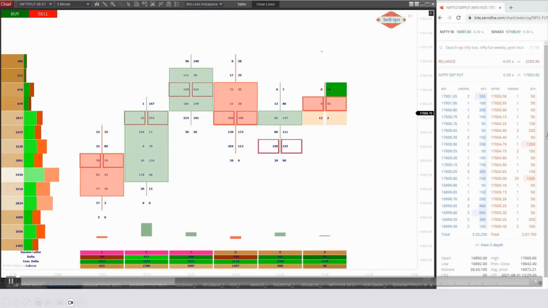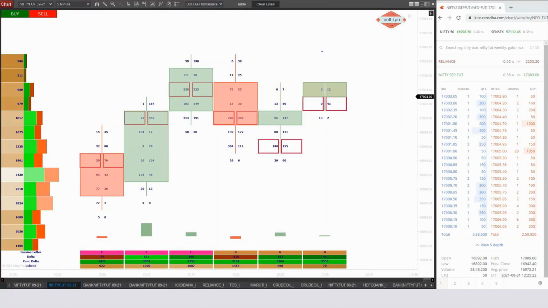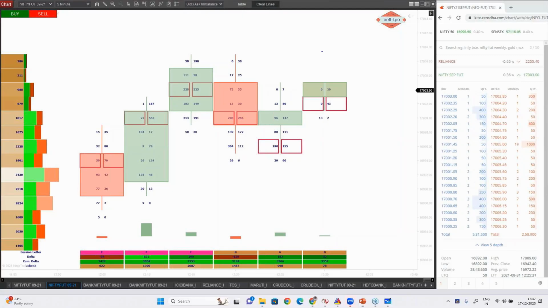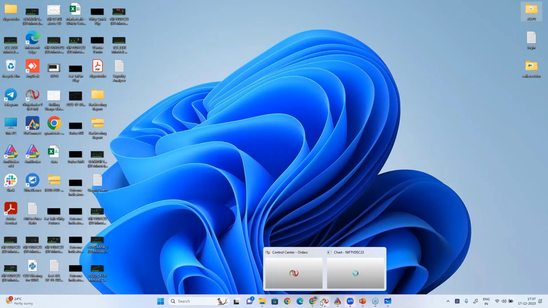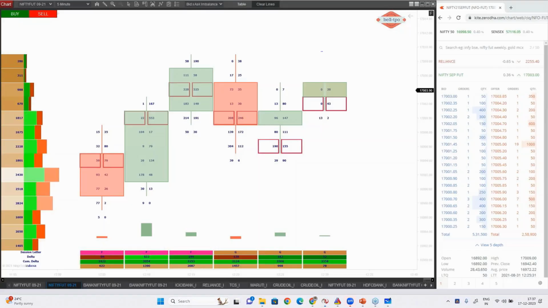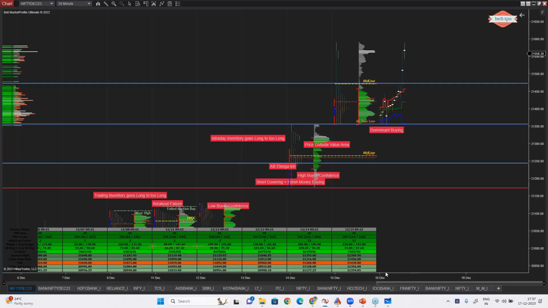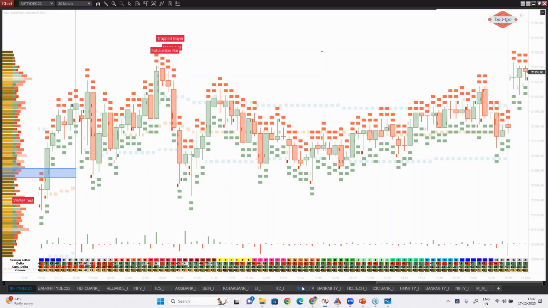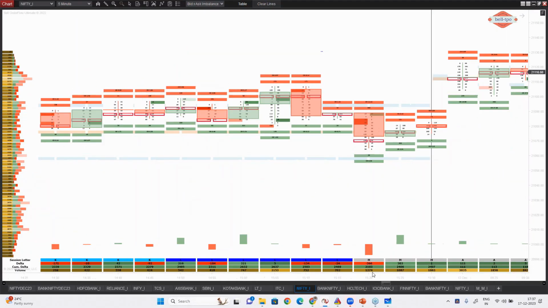Now, you may also have to understand the difference between high liquidity and low liquidity. For that, I'm going to take a comparison of a couple of charts. So I'm going to pull up a couple of charts over here. Let me first show you the Nifty order flow charts. This is how the Nifty order flow charts look.